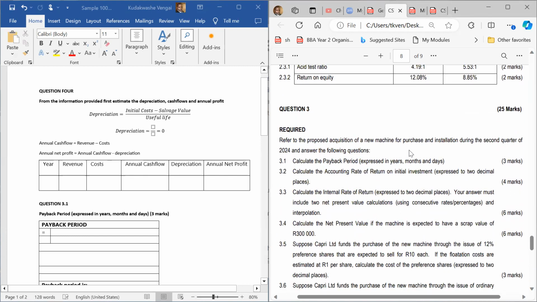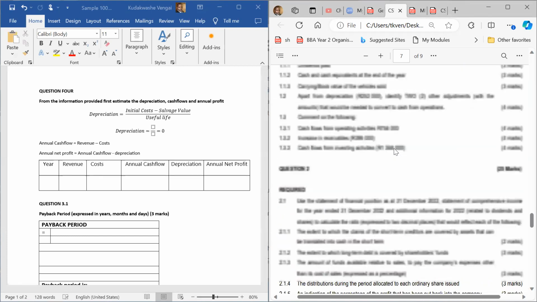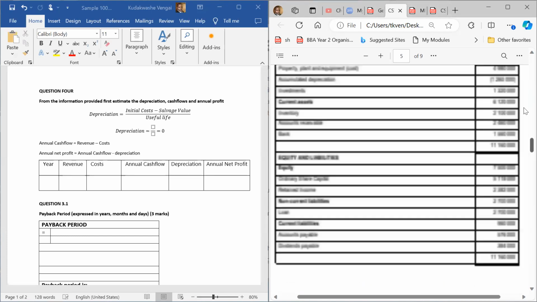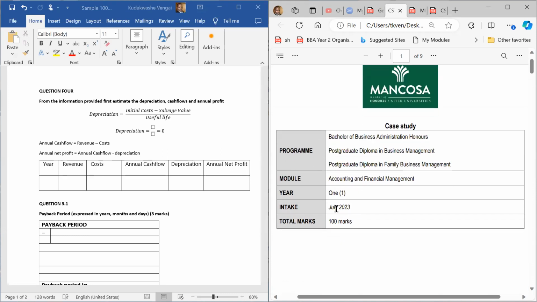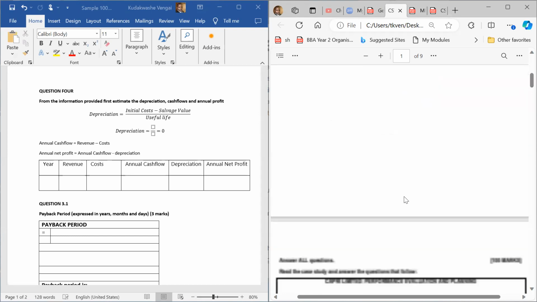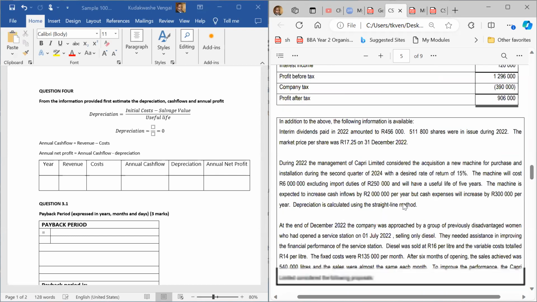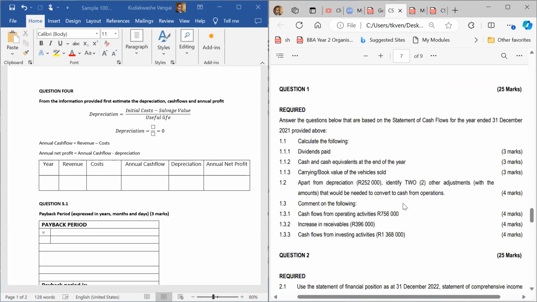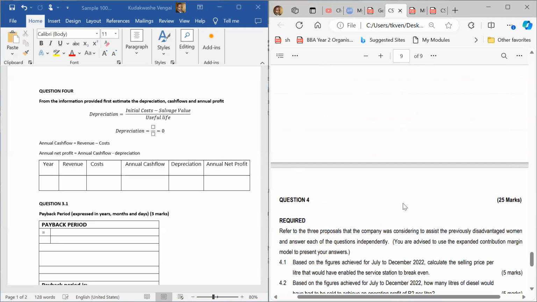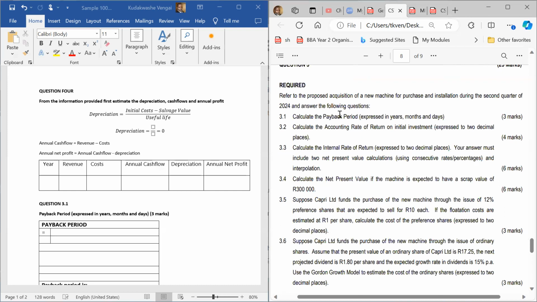Yes, James. Yes. So, like I said, we are going through your question paper, the one for accounting and financial management. Question number 3, that's where I want to start from. The first question says, using the information above, calculate the payback period. Right. So whenever you are doing capital budgeting, there is certain information that you're going to need.